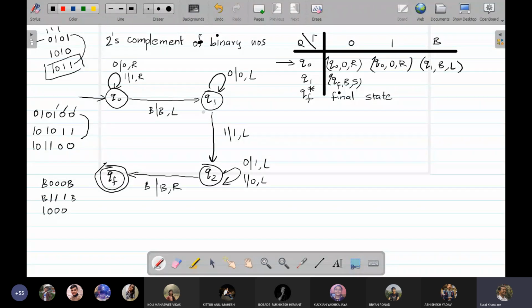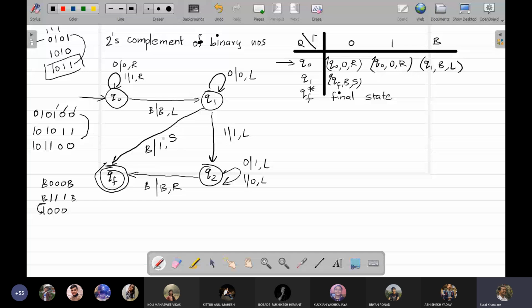Now, how do you go to the final state? So if you observe here, this first blank is getting converted to 1. So from Q1, if you get a blank, what do we do? We convert that blank to 1 and then stop. So that is taken care of by this particular transition.